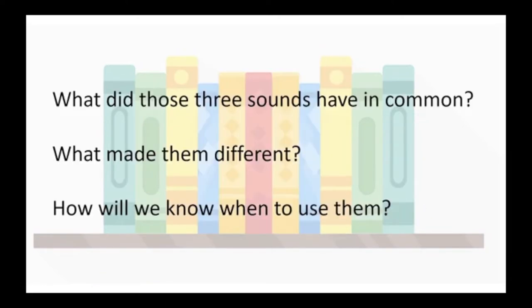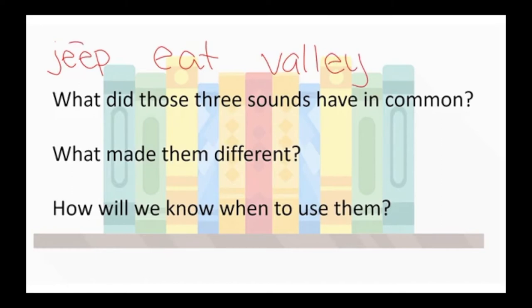So we're going to think about those words again. We had jeep, eat, and valley. Let's think about what all those sounds have in common. I talked about it a little bit and wrote it in a gold color. Remember that all of them have in common that they have that long E sound.